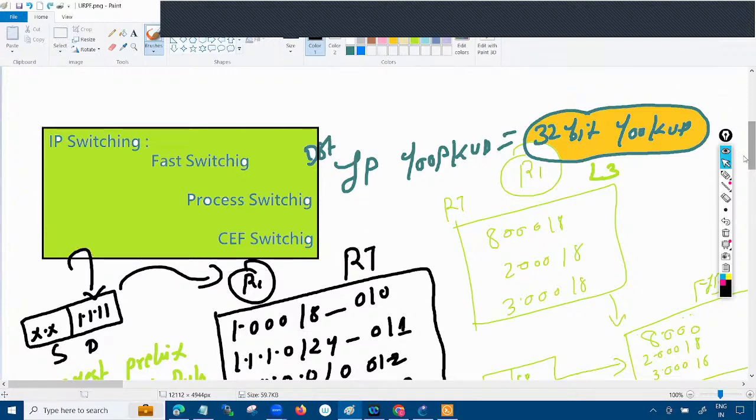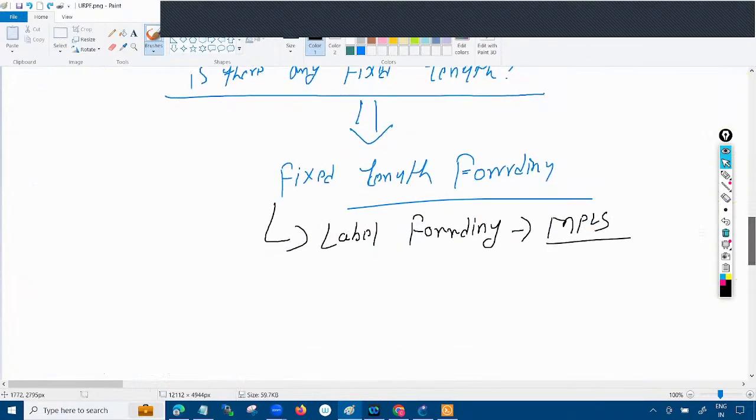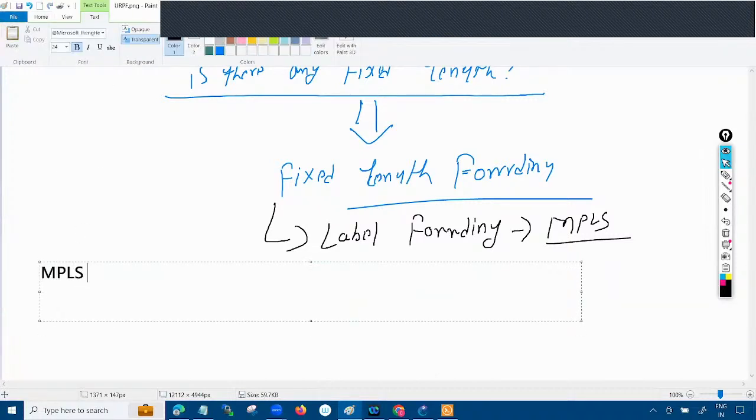Now, if I come to MPLS, what do you think? Let me give the full form of MPLS right now. MPLS: multi-protocol label switching. What do you think? Is this a protocol or is it a label switching mechanism?